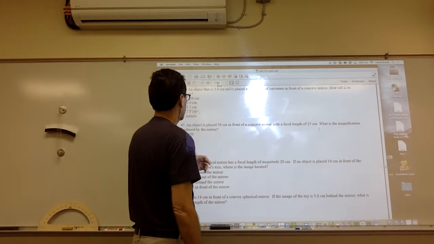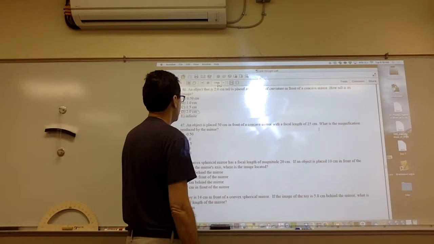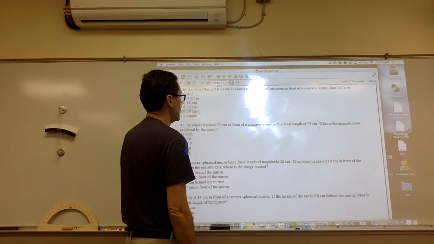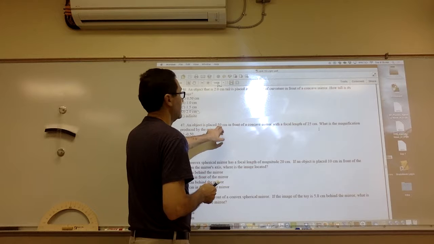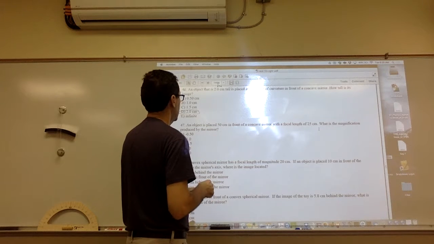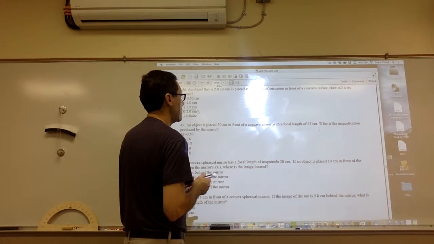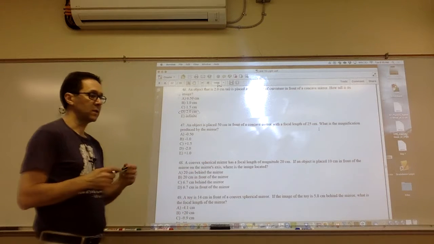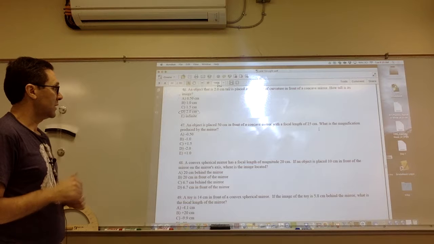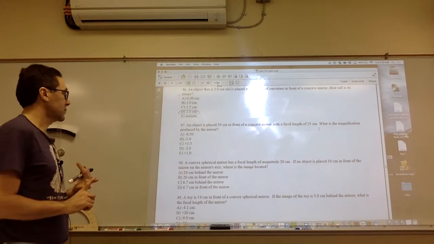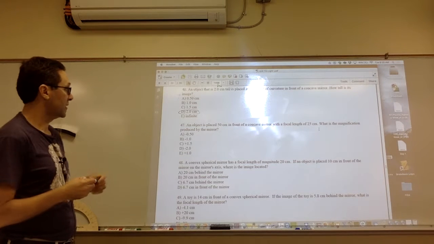An object is placed 50 centimeters in front of a concave mirror with a focal length of 25 centimeters. Again, this object is placed at the center. What's the magnification? Now we know from the drawings that if you put an object at the center of curvature, you're going to have the same size but flipped. So the magnification should be -1.